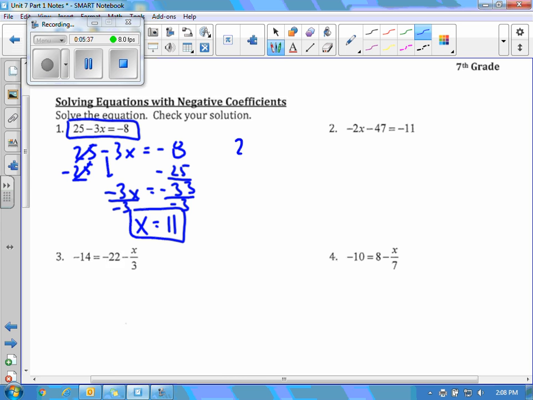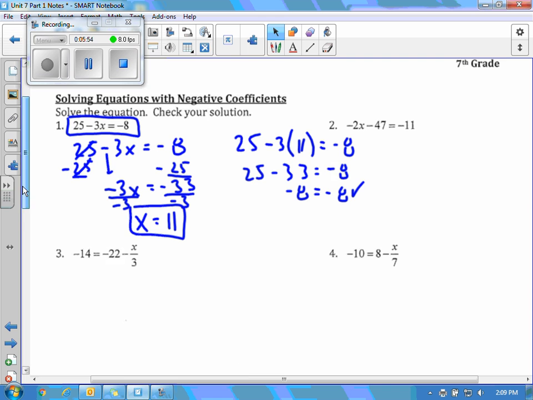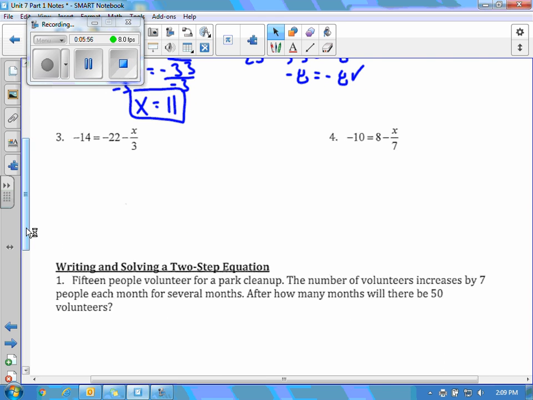I can plug that in to check it. So I have 25 minus 3 times 11 equals negative 8. So I have 25 minus 33 equals negative 8. And that works out, so my answer is correct. Number 2, I'll leave to you guys. I'm going to come down here and look at number 3.